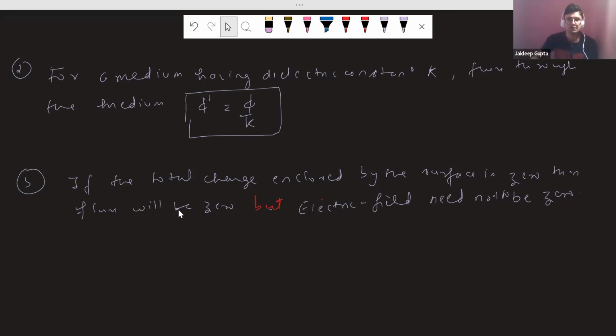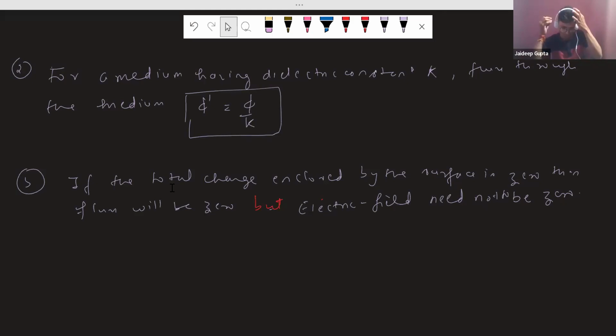Did you understand, Iram? Okay. Yes. Now, electric flux is a scalar quantity or vector quantity? Scalar. What's its SI unit? Voltmeter, or Newton meter square per coulomb. Yeah.